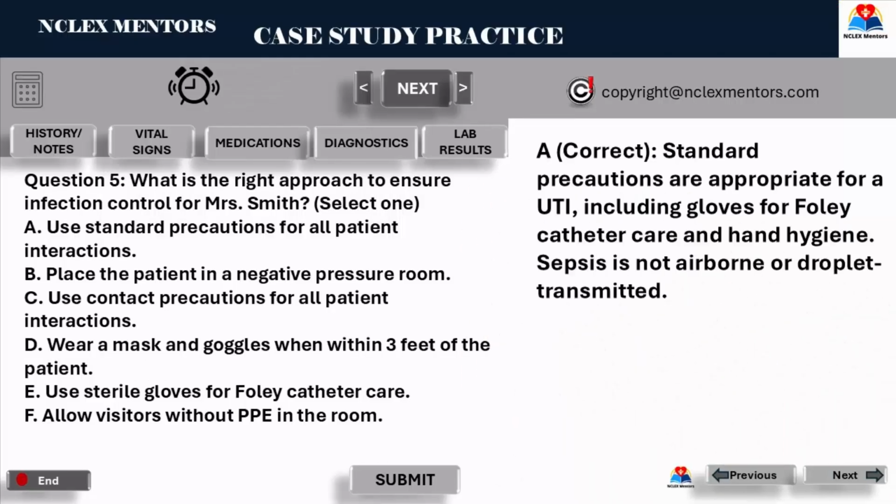Correct answer, standard precautions. Why? A. Standard precautions, like hand hygiene and gloves during catheter care, are sufficient. Sepsis and UTI are not spread by air or droplets. Let's go through the wrong ones.